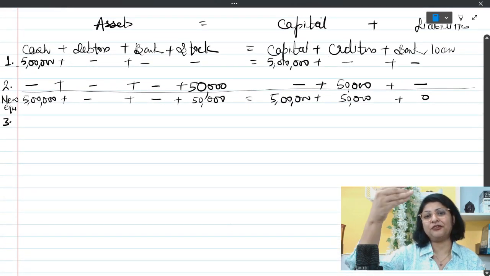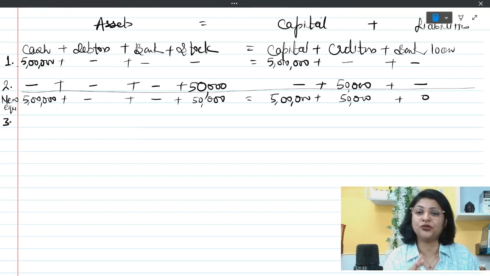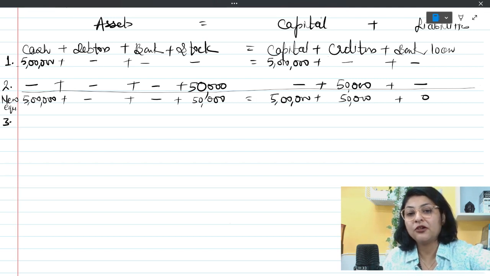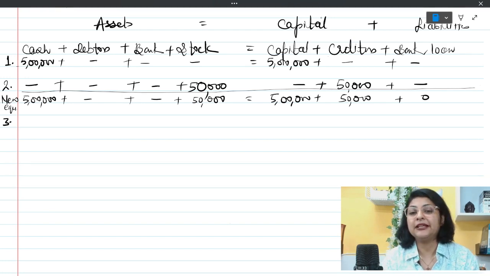Means after every transaction you are making a new equation and checking whether you are going in the right direction or not. Here my total is coming 5 lakh 50 and 5 lakh 50 on both sides. For example, if my total had come 5 lakh on one side and 5 lakh 50,000 on the other side, then obviously I would have caught myself that yes, I'm making some mistake somewhere, and I would have gone back and checked whether I have done something wrong or not. And definitely I would have done something wrong either in the writing part or in the concept part. Otherwise my equation should always tally. Okay, so let's go for the next one.